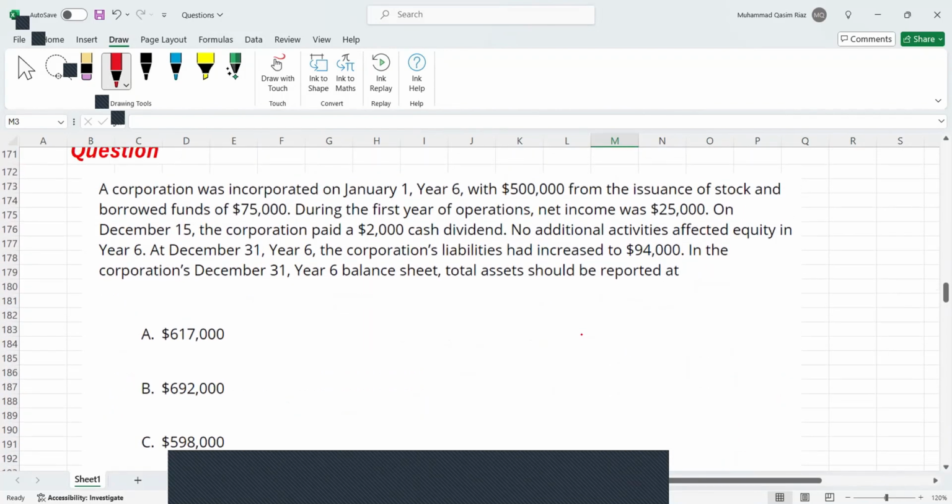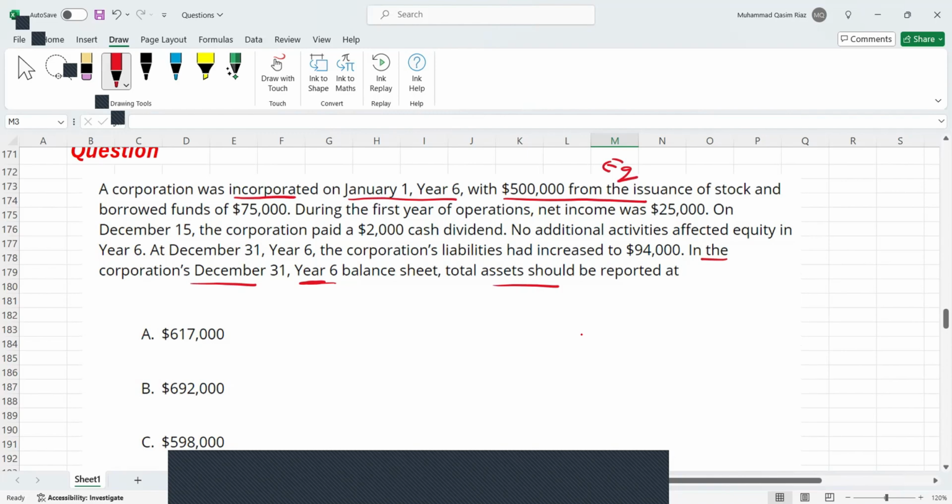Now we have a next question. The question is, in the corporation's December 31st year 6 balance sheet, the total asset should be reported at. They're asking about assets, okay? Like what should be the value of asset? Now let's read the question. A corporation was incorporated on January 1 year 6. It's the start of year. With 500,000 from the issuance of stock. So this is the value of equity at the beginning of year.